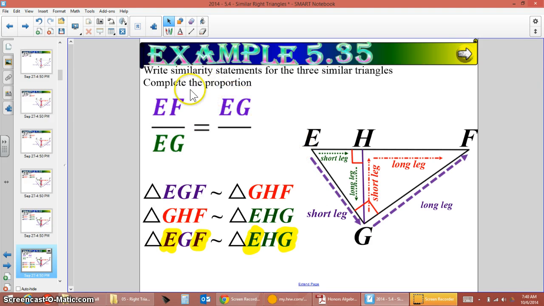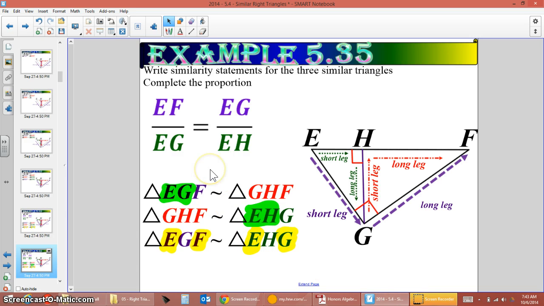Now we say complete the proportion. So we have EF is the hypotenuse of the big triangle, and that's over EG, which is the hypotenuse of the smallest triangle. That fraction is equal to EG over what? And for that we would say EH, which is, if we look here, EF and EG.